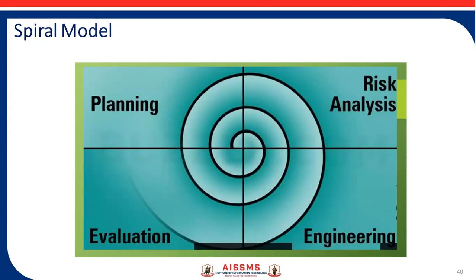Then the spiral model is a software development life cycle. In this cycle, each pass through the spiral model consists of planning, research, analysis, engineering, and evaluation phases. Showing the figure, the first phase is the planning phase.